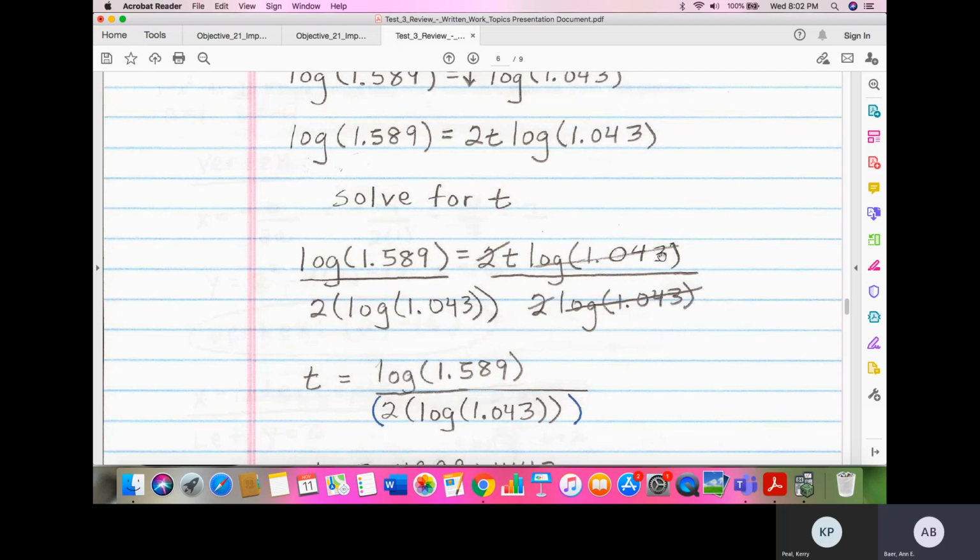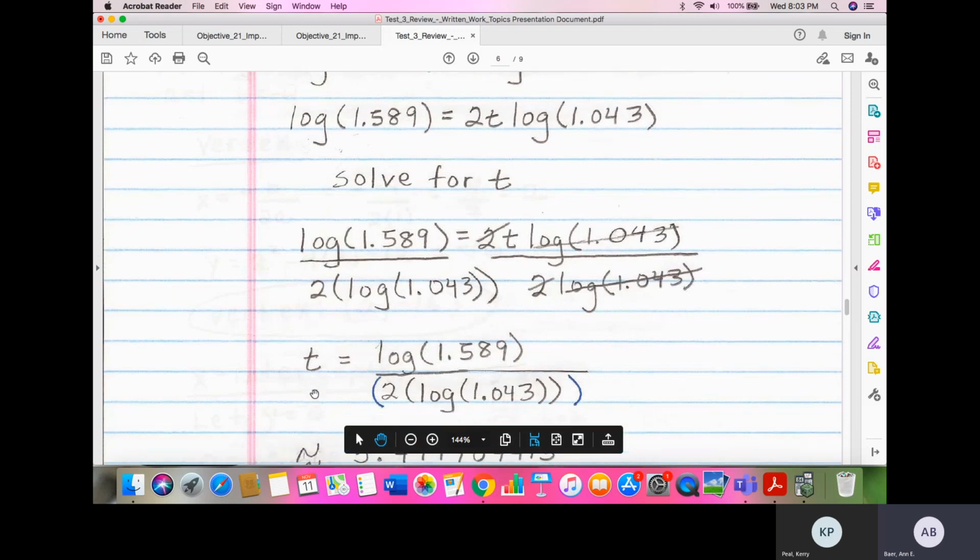This log right here, log of 1.043, is actually log base 10 of 1.043. That's one single real number being multiplied, participating in multiplication with that t. The opposite of multiplication is division, so we can divide both sides by log of 1.043 there and there. So the 2's cancel, the logs of 1.043 cancel, and on this side we're just left with this t, which I wrote on this side.